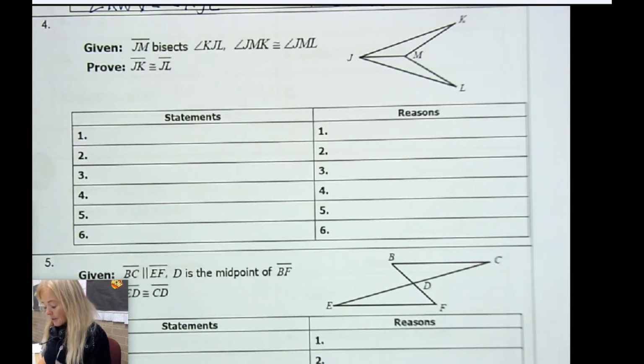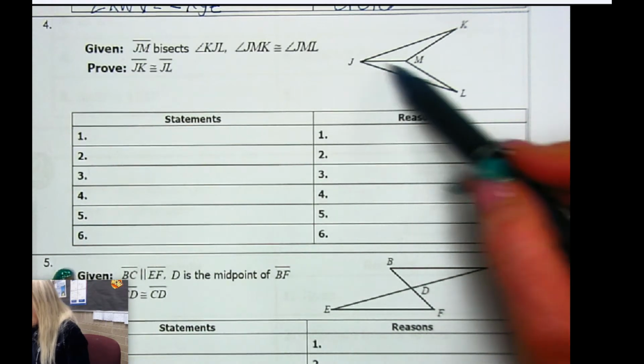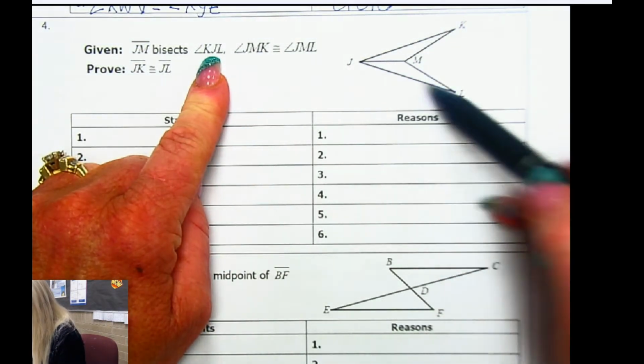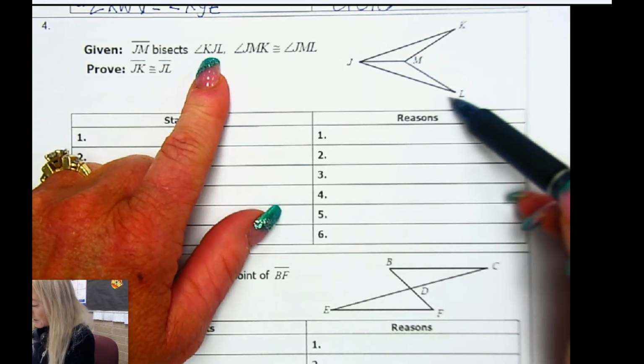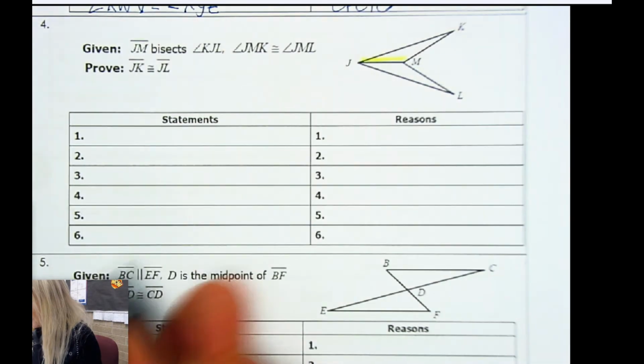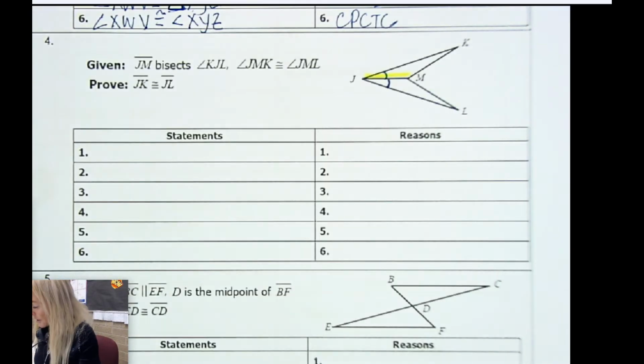Now, we're going to do number 4. Number 4, again, analyze and mark to start. So we're going to start by analyzing. We have JM is bisecting angle KJL. So this angle is KJL. So if JM, and I like to mark these, remember, as a bisector, then that means the two angles on either side of the bisector are congruent. We went over that in class several times.